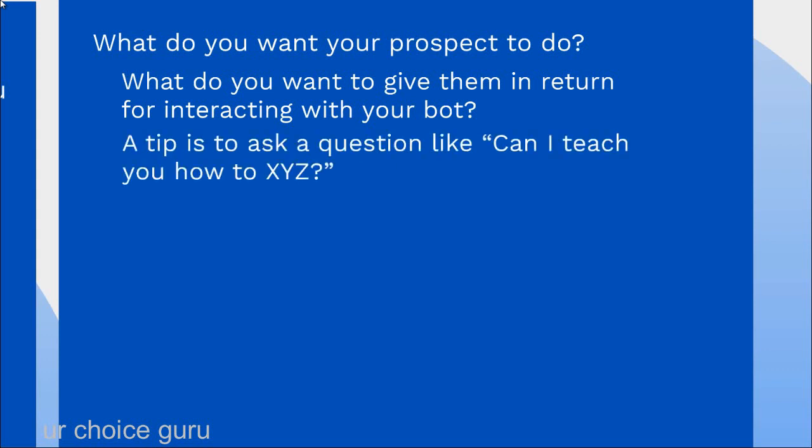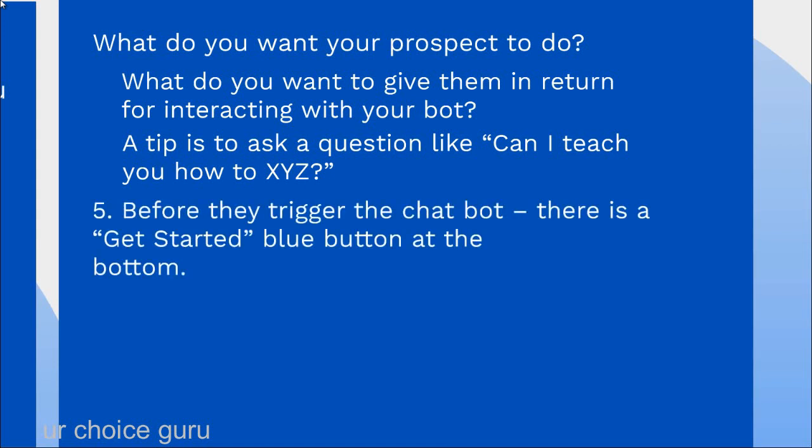Now, a tip that we found that works really well is by asking questions. As somebody is staring at your bot and they see a question being asked towards them that is related to what they're interested in, for example, something like, can I teach you how to XYZ? Can I help do this for you? Or can I help you? Can I help answer your questions? How can I help you? Now, you're only going to know this question if you've surveyed your prospects and your customers and figured out what exactly they want.